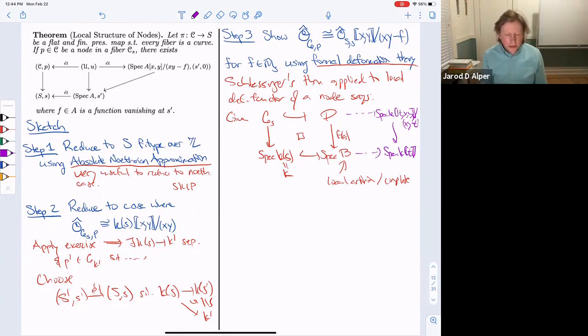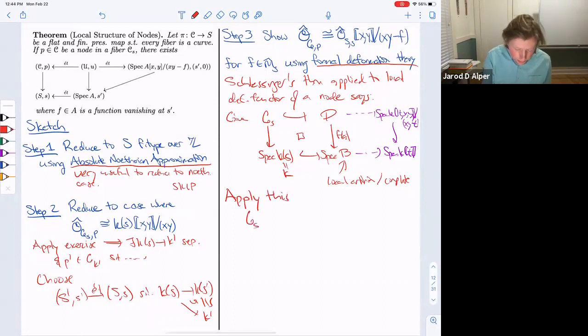In other words, it says that every local deformation of a nodal singularity is the restriction of this particular one. Like this one-dimensional deformation of the node captures all possible deformations. And then we apply this theorem. We apply this to, so here I have my curve, and I apply it to the restriction to the complete local ring.